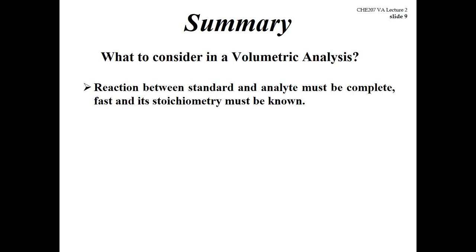Now, we have looked at acid and base titration. We have to draw out the similarity from acid and base titration for other types of titration. So overall, for a volumetric analysis, we need to know the reaction between the standard and the analyte. This reaction must be complete, fast, and its stoichiometry must be known, meaning that we must know the mole ratio for the reaction to do our calculation later.